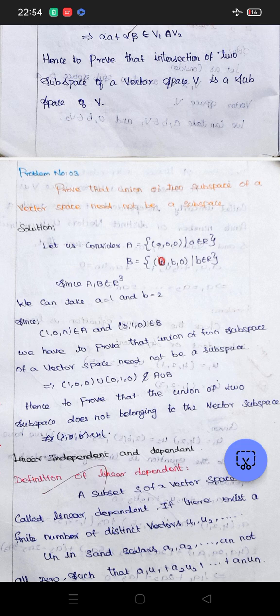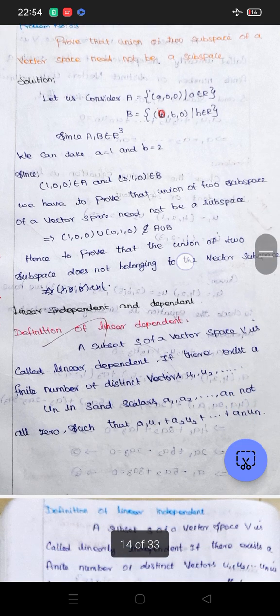So the union of two sets of elements also does not belong to A union B. Hence, this proves that the union of two subspaces does not belong to the vector space. The third topic is linear independence and dependence.